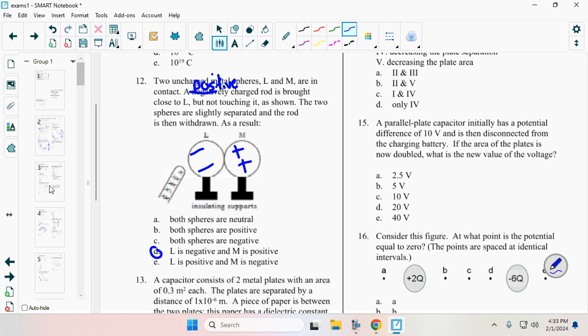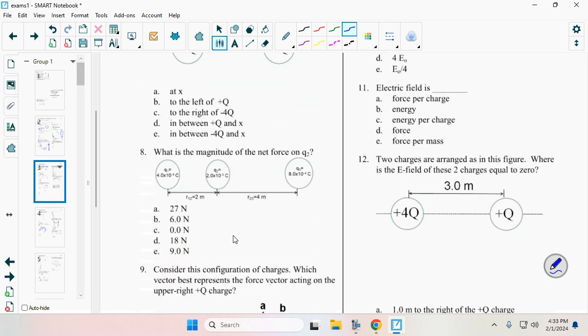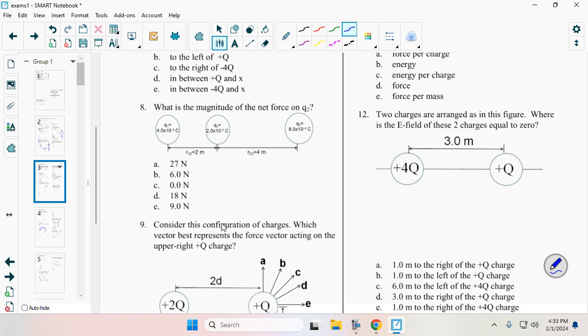2023, number 8. Magnitude of the net force on Q2. This one. Probably gonna have a question. Basic Coulomb's law problem. 23 last year. The magnitude of the net force. First, draw your vectors. Looks like they're all positive. Aren't they all positive? Let's see if those forces are equal, and if they are, then we can just say the answer is C. Is the answer C? No.